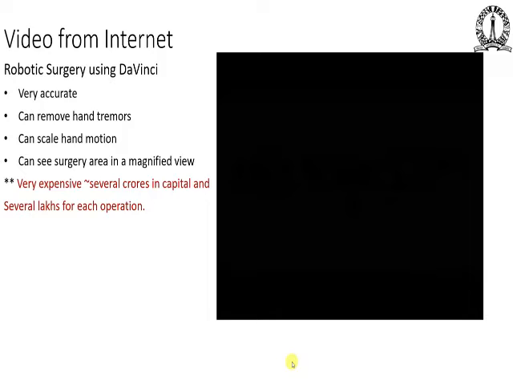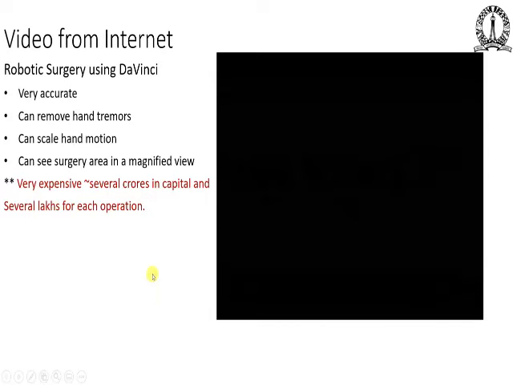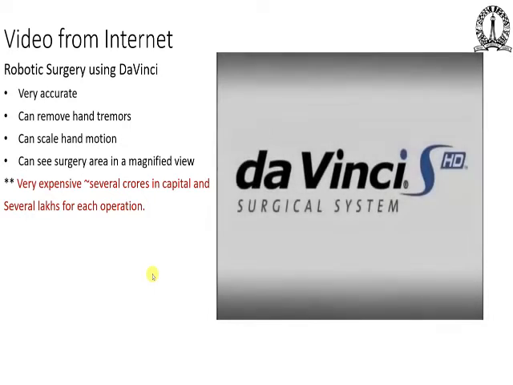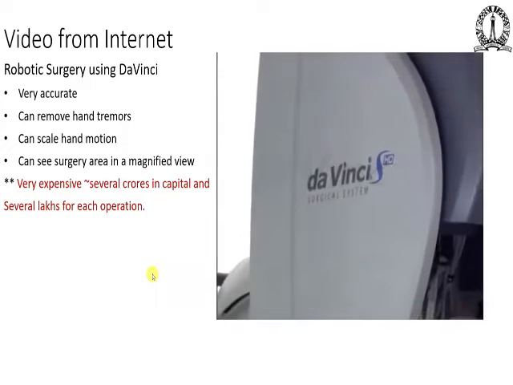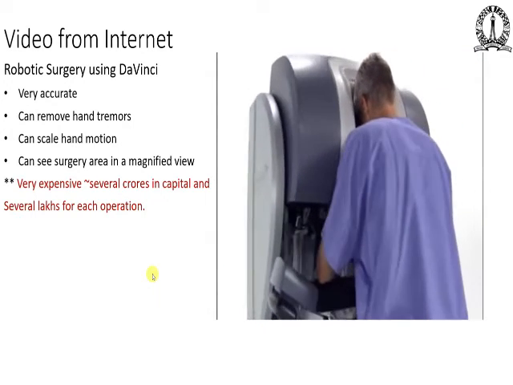The next video is also from the internet, and this is a very well-known product. This is called a Da Vinci surgical robot. So this is becoming very popular. The reason is that it is very accurate. The surgeon operating this robot can do it remotely. It can remove the hand tremors.